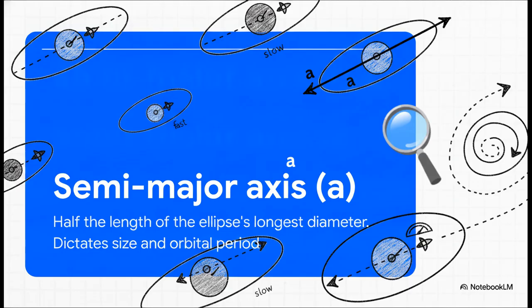Think of an elliptical orbit kind of like a slightly squashed circle. The longest diameter across that ellipse is your major axis. Cut that straight in half, and you have the semi-major axis. It strictly dictates size. A larger value generally means a larger orbit, a longer orbital period, and, interestingly enough, a lower average speed for the spacecraft. It's the fundamental anchor for how long it takes a satellite to complete one full revolution around the Earth.